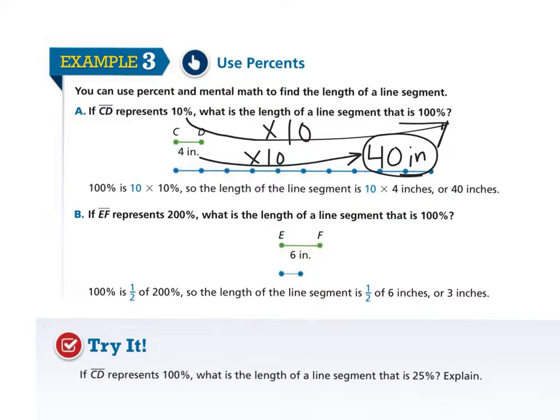Part B: segment EF represents 200%. What's the length of a line segment that is 100%? So this time we're going from 200% to 100%.